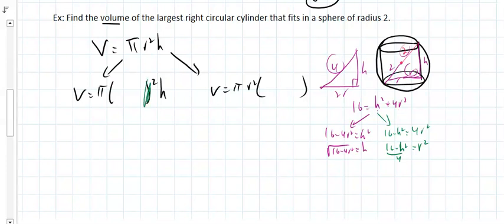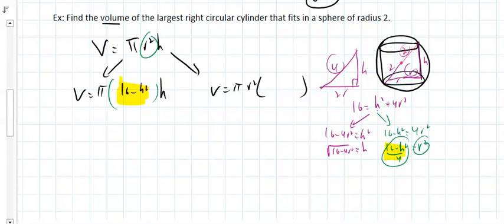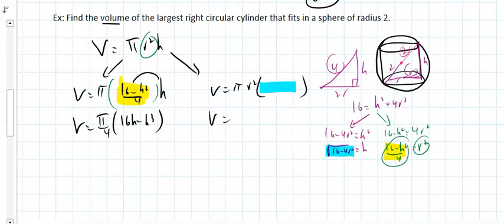If I decided to replace r, then I'm really going to replace r squared with simply (16 minus h squared) over 4. And I'm saying V equals pi over 4 times (16h minus h cubed). Versus if I decided to replace h, and those two will give the same result, if I put the square root of 16 minus 4r squared, I'm looking at pi times r squared times the square root of 16 minus 4r squared.